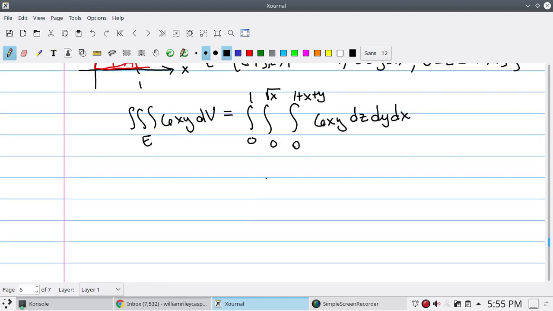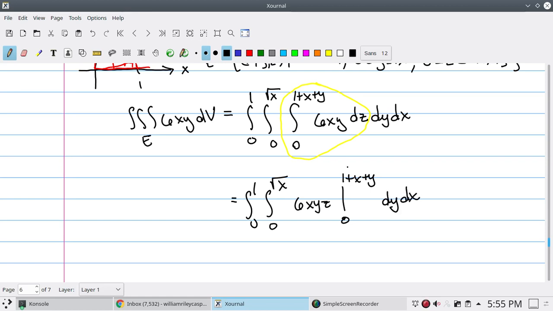Okay, so the first thing I do is calculate this innermost integral. This is an integral with respect to z, so x and y are being treated like constants. So this becomes the integral from 0 to 1, integral from 0 to the square root of x, of 6xyz, evaluated from 0 to 1 plus x plus y, dy dx. Now I'm plugging in these expressions for z. When I plug in 0 for z, I'm just going to get 0. So the only thing that matters is when I plug in 1 plus x plus y.